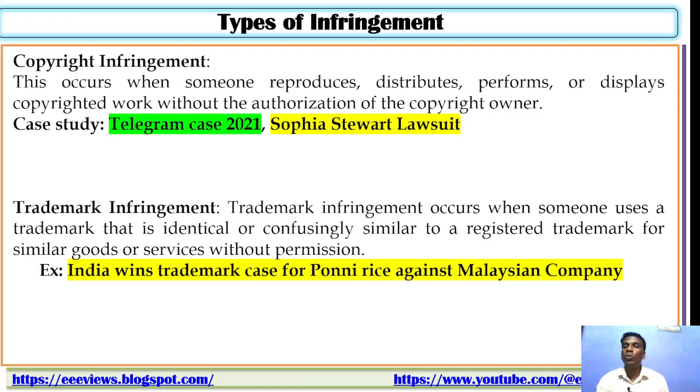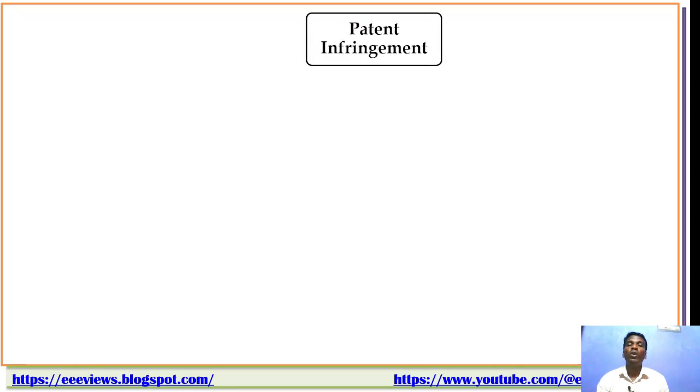So next we will move towards patent infringement. What infringement happens in a patent? We know what a patent is. A patent is given for an invented product. How may the infringement happen? If I am developing a product, someone can make a copy of that and sell that product without permission from the owner. That is patent infringement.